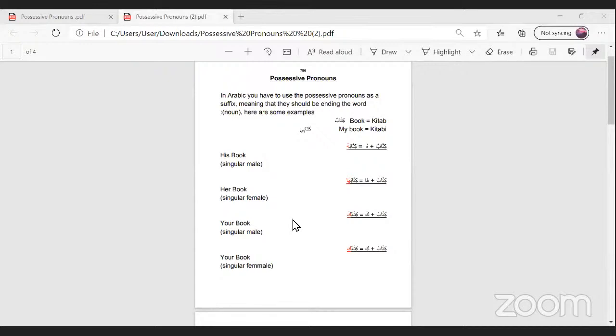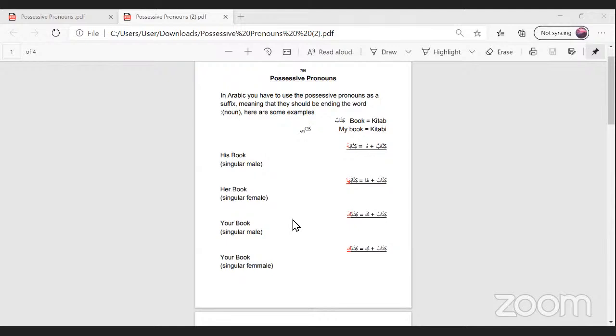Maktabun. So it'll be Maktabun, his desk, her desk, your desk, male, female, my desk, and our desk. Maktabuhu. Correct. Maktabuha. Correct. Maktabuka first, with the ka, and then ki. Maktabuki. Correct.